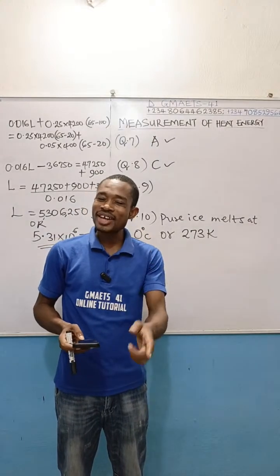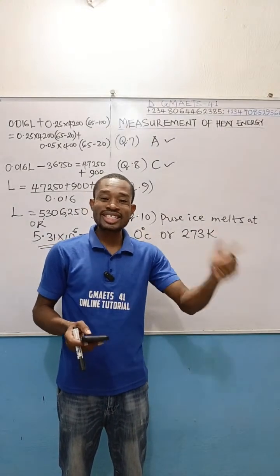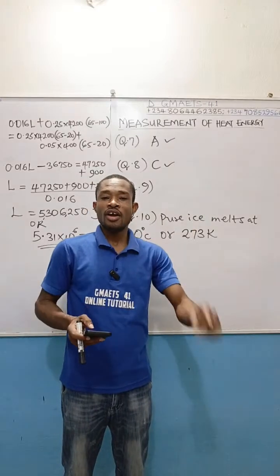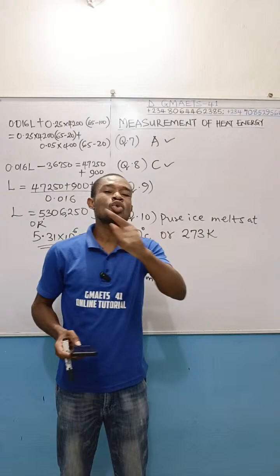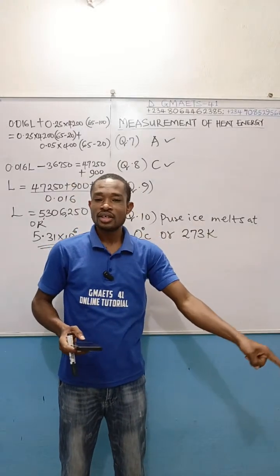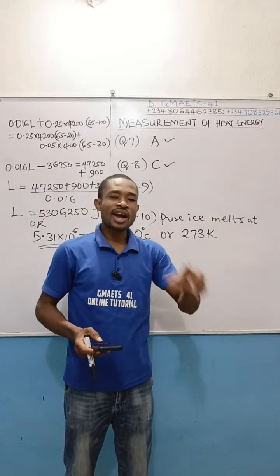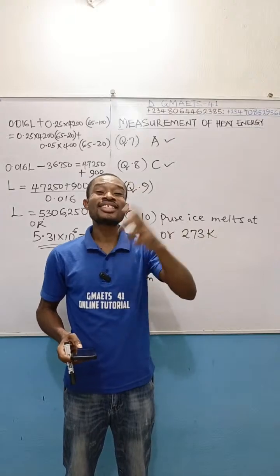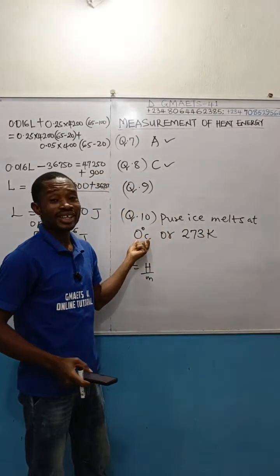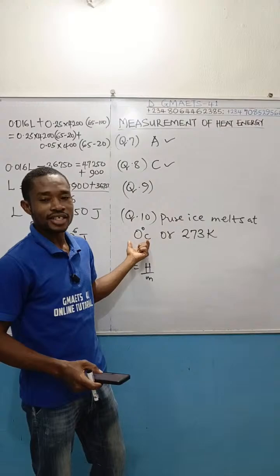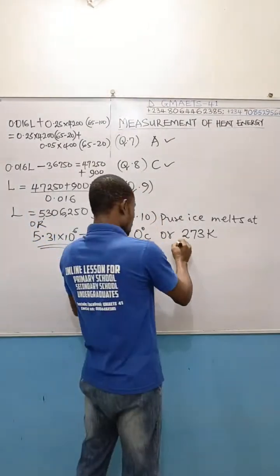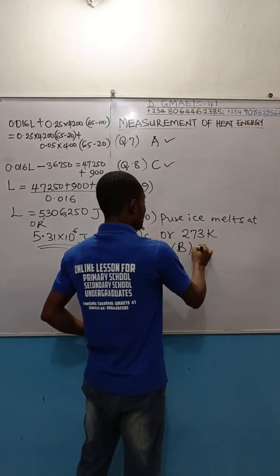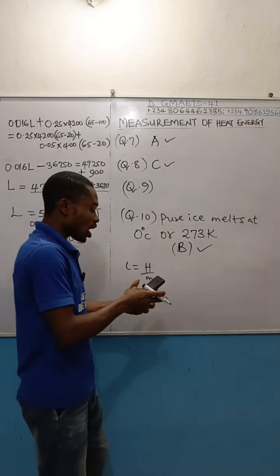And do you now see why the answer is not D? Because D said 0 Kelvin. 0 in Kelvin is equivalent to minus 273 degrees centigrade. If you are quoting the melting point of ice as 0, please, the unit is degree Celsius or centigrade, not Kelvin. So the correct answer here, like I said, is option B, right? That's the correct answer.